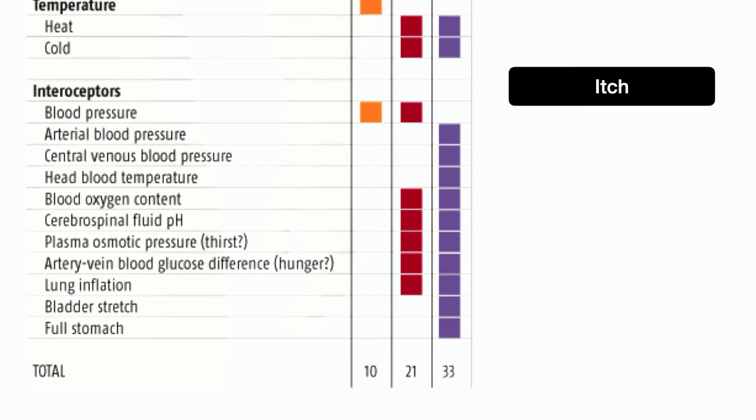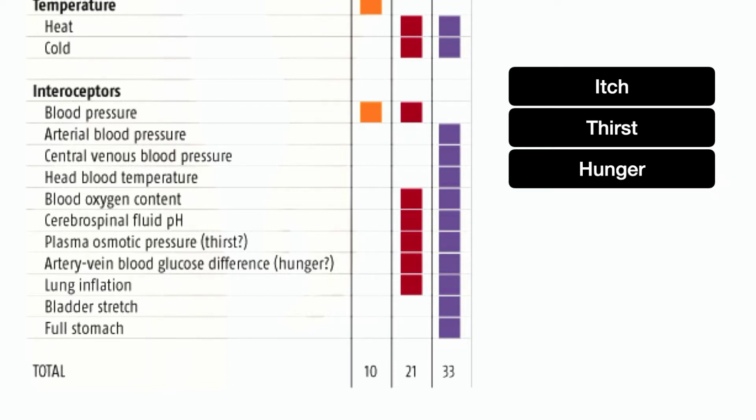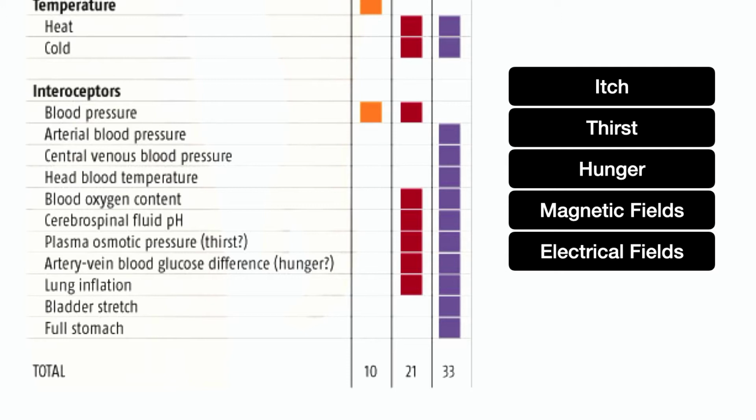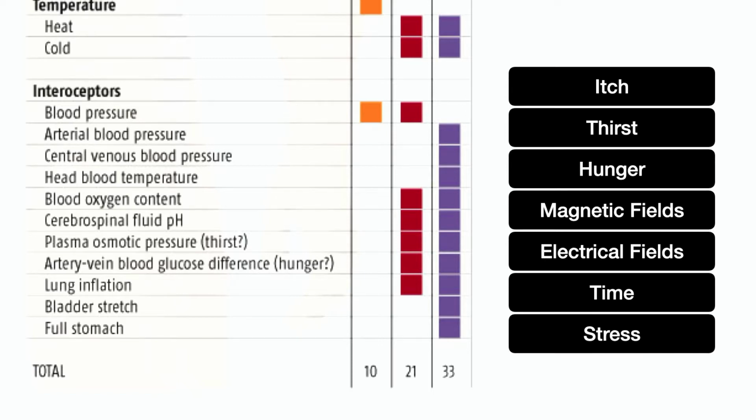Now let's add some more. We also get an itch. That's a whole other sense. We have thirst, as indicated here with plasma osmotic pressure, and hunger. Artery, vein, blood glucose differences that we may have sensitivity to. We sense magnetic fields. We sense electrical fields. We sense time passing or slowing down or speeding up. And of course, the various kinds of things that go along with stress.